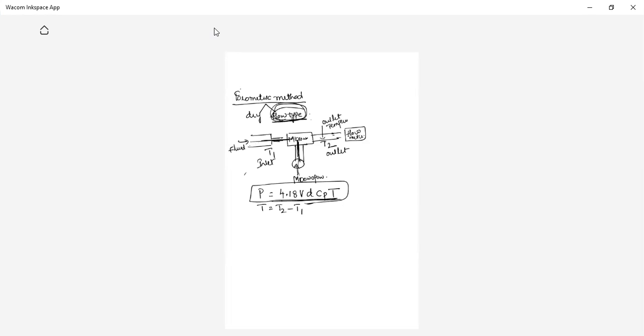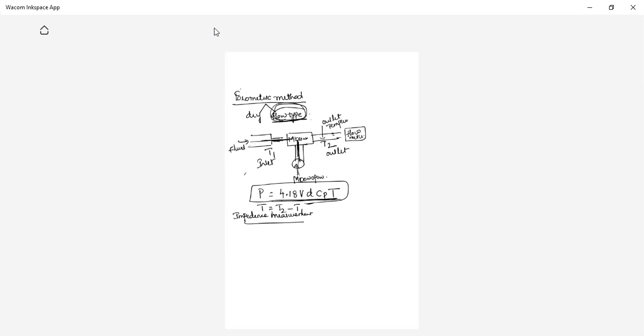So this is the procedure followed to calculate the power measurement in the calorimetric method. And the last one is impedance measurement. The last parameter is impedance measurement. How to measure the unknown impedance?